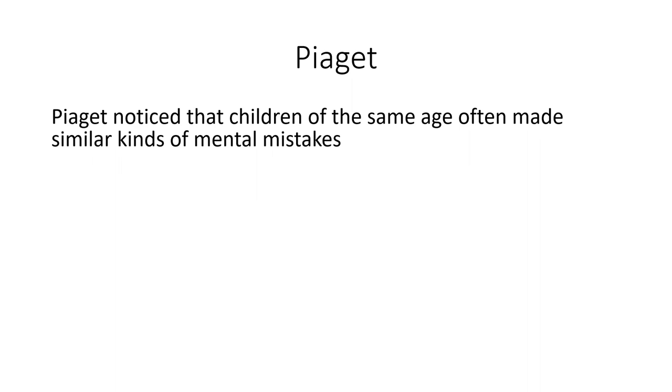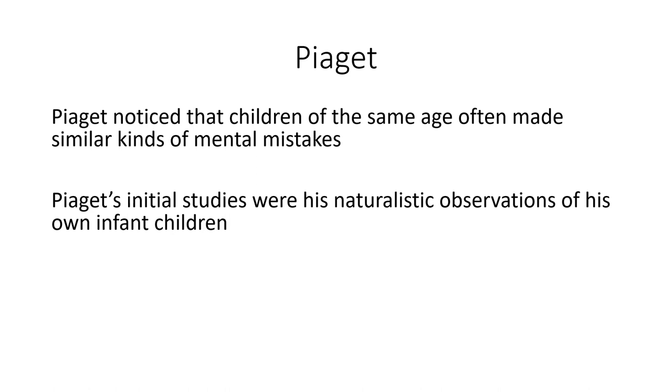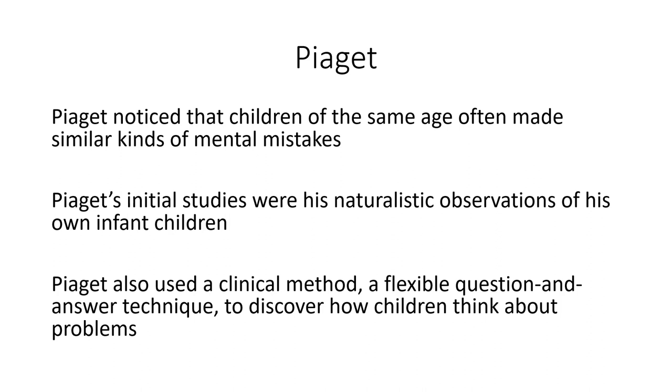Basically, through naturalistic observations of his own children, he came to the conclusion that children of the same age often make similar kinds of mental mistakes. He also used a clinical method, a flexible question and answer technique, to discover how children think about problems, where he did research on other people's children as well.